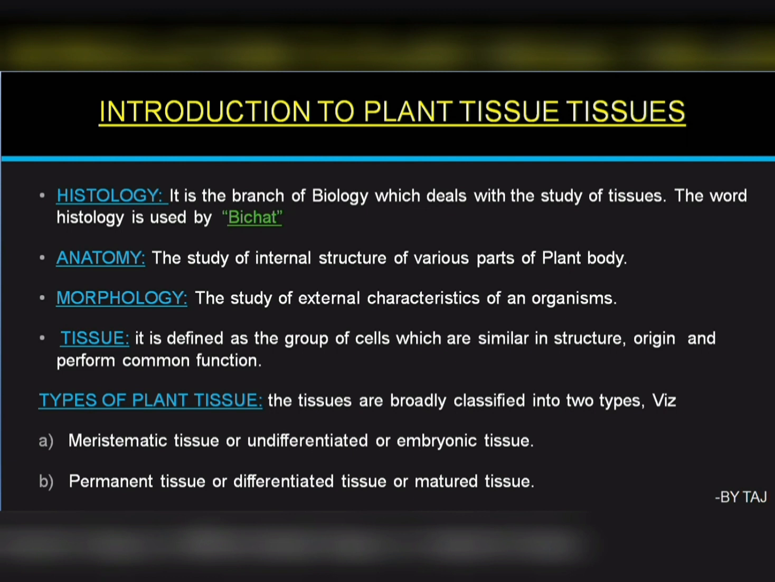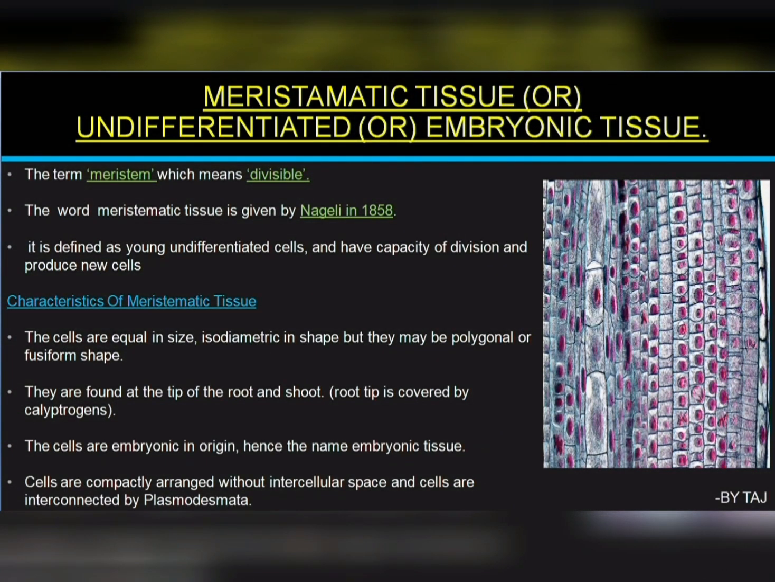So coming to the next very important one, that is meristematic tissue, or undifferentiated tissue, or embryonic tissue. The term meristem means divisible. The cells which have a capacity of dividing themselves, these kinds of characteristics we can see in the meristematic tissue. Hence the name meristems, that is divisible. The term meristematic tissue was given by Nageli in 1858. It is defined as young undifferentiated cells that have a capacity of cell division and produce new cells.